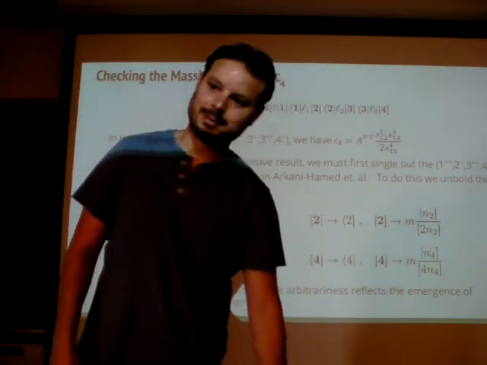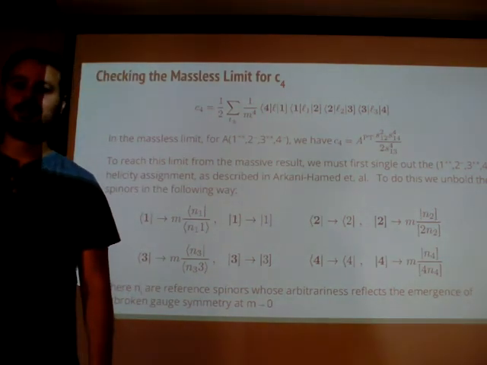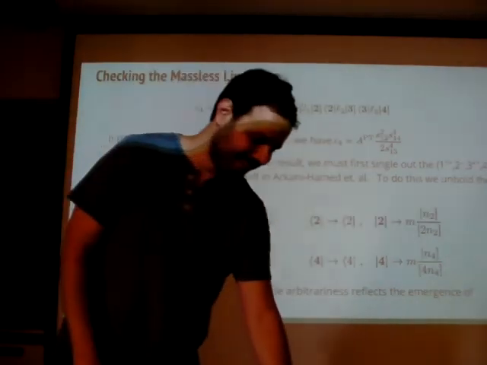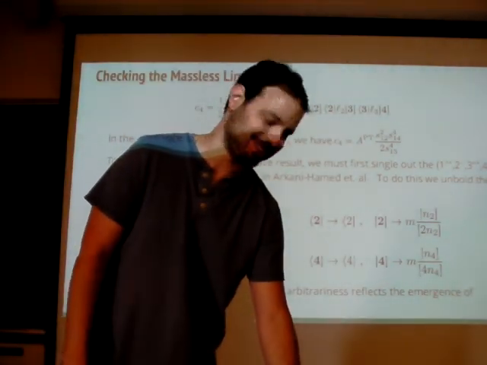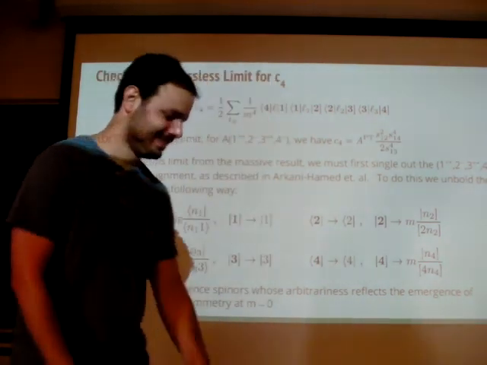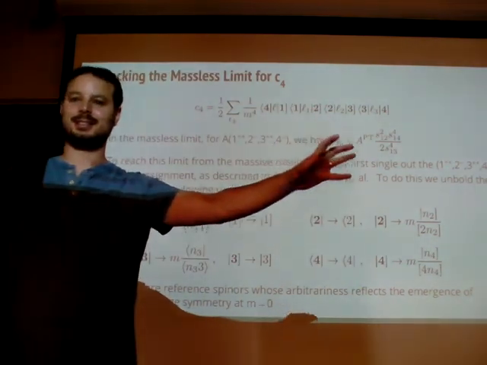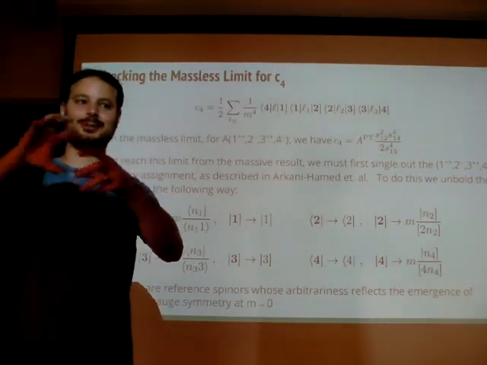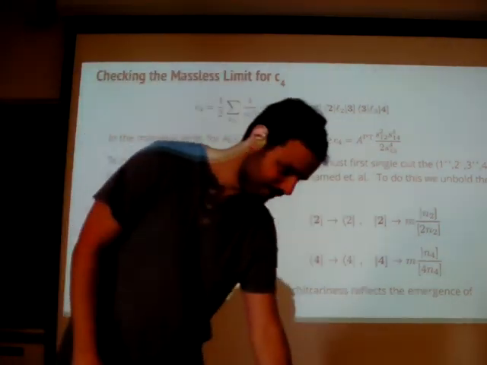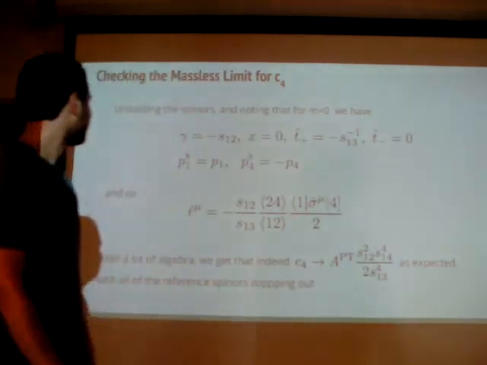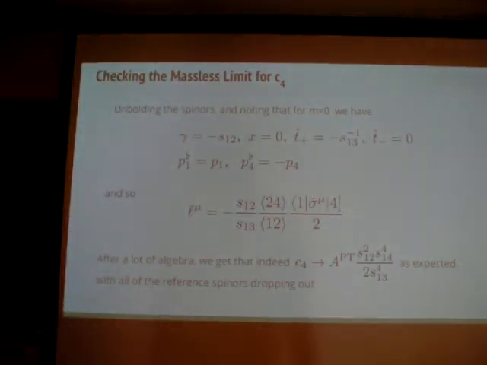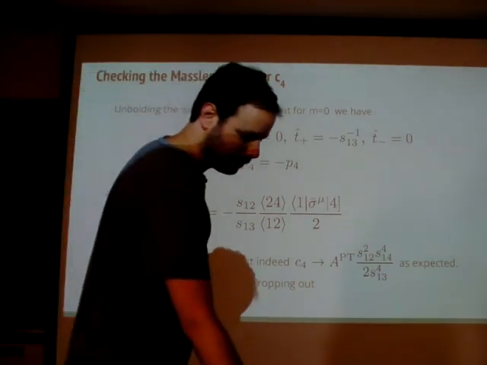So you're doing this by hand, or you're doing it with a program? Both. Both, okay. But eventually program. Okay, that makes sense. So yeah, you write a code that takes these tree level amplitudes and fuses them together. And here I'm showing how to get the massless limit, but that's not.